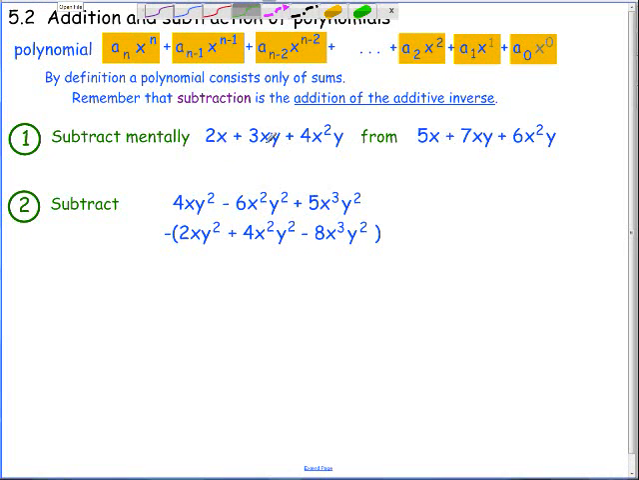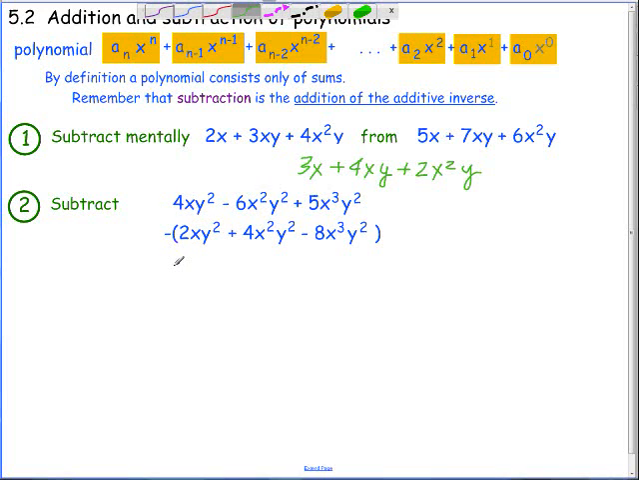Mentally subtract this from this. All right. I'm mentally checking to make sure that I've got like terms. So I'm going to subtract this from this. So 3 from 7 leaves me with a positive. Subtract 4 from 6. I could do that in my head, of course. So can you. Now, let's subtract it. I got the same. Now we got a different problem.